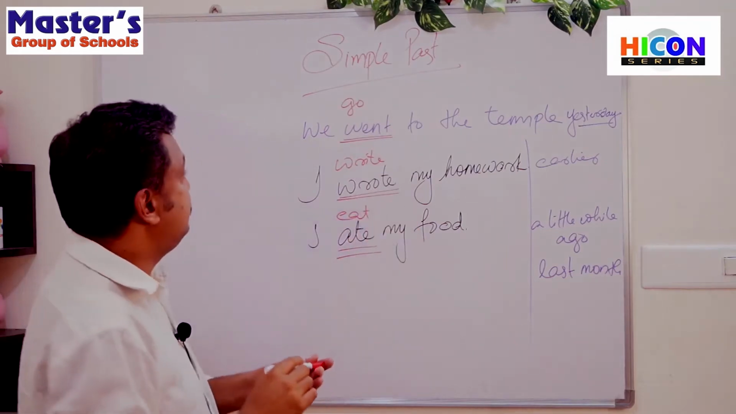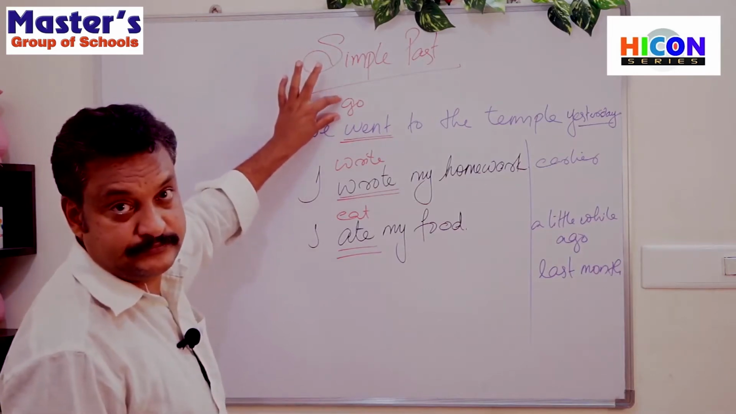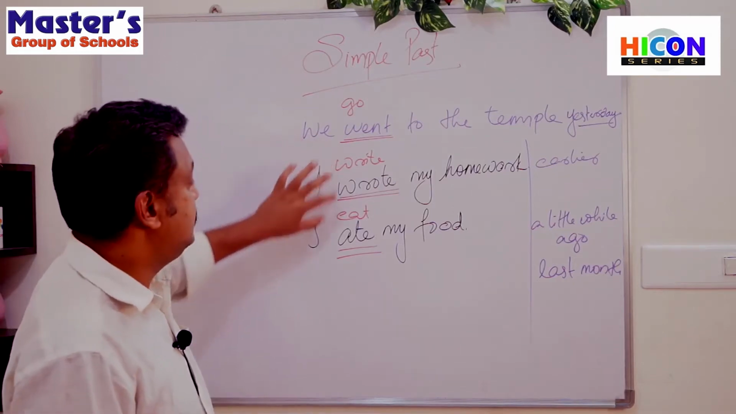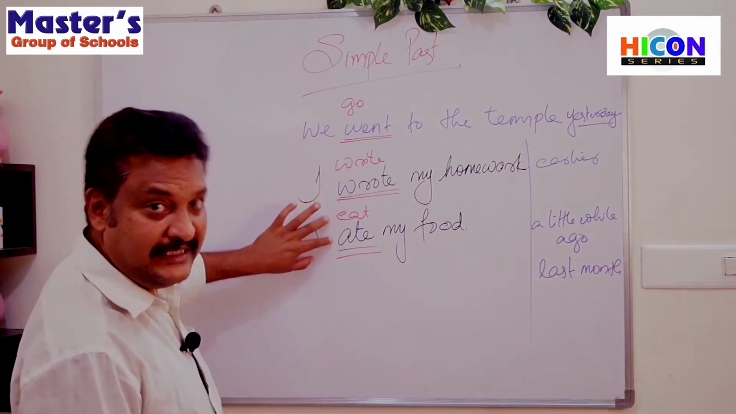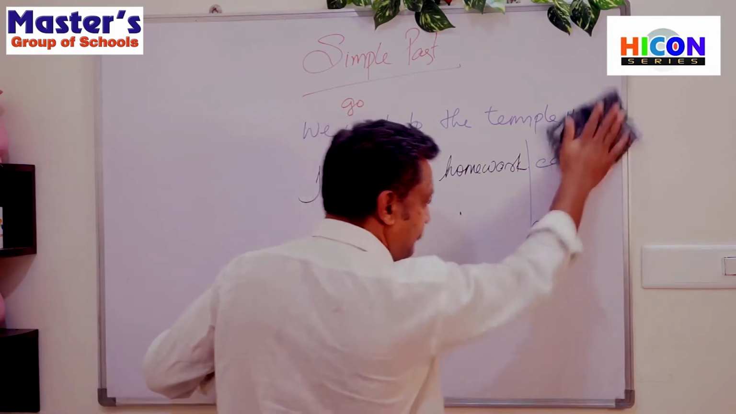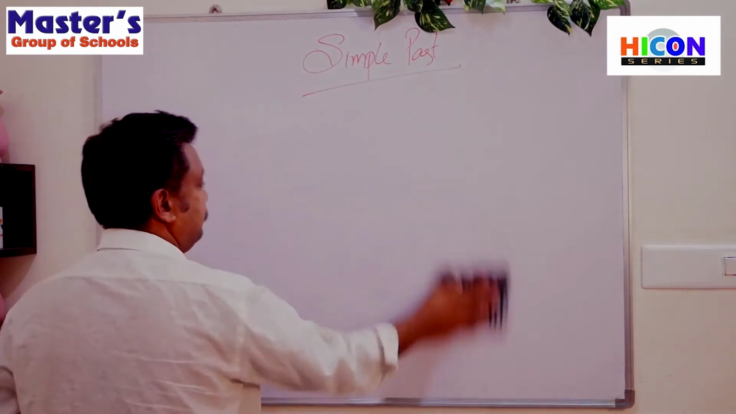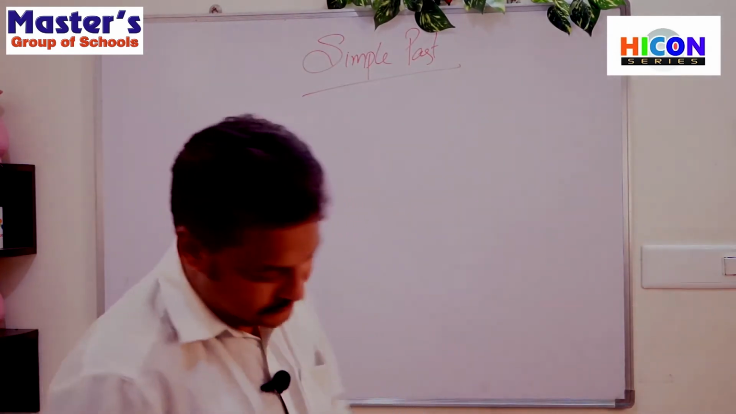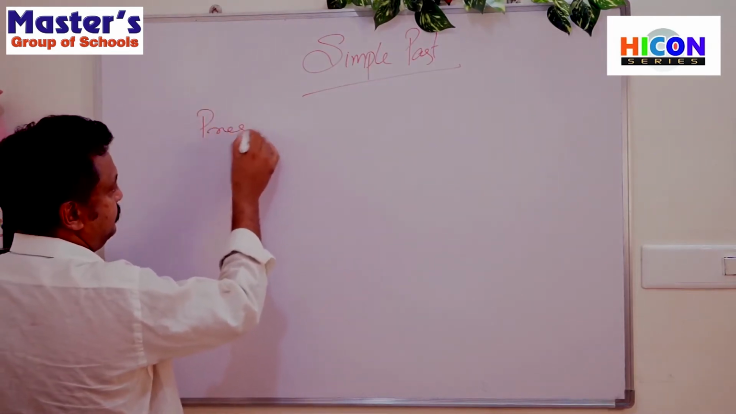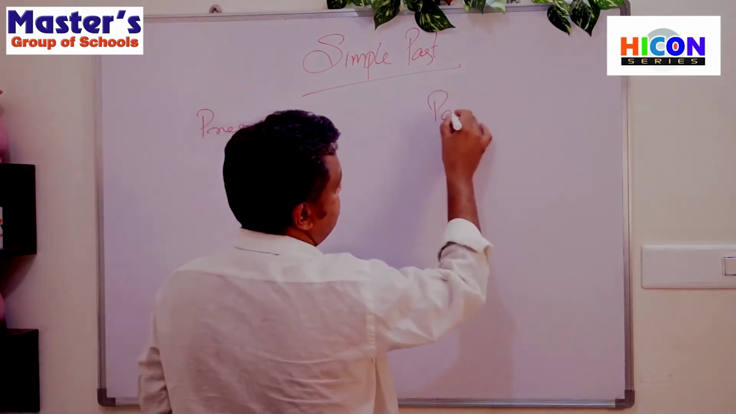So went is known as the past tense form of the verb go. Wrote is the past tense form of write. Ate is the past tense form of eat. Okay, it can be a bit confusing. I will explain it. So in the present tense, here past tense.